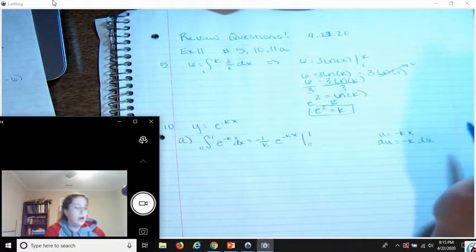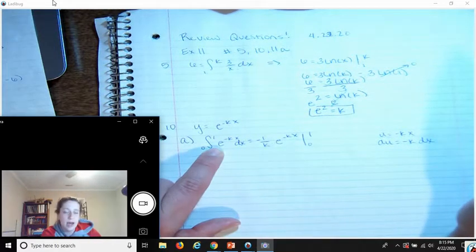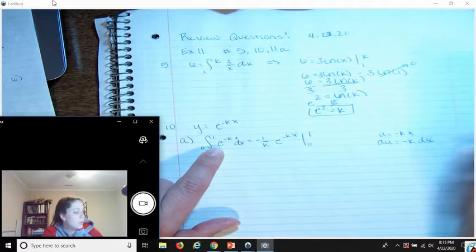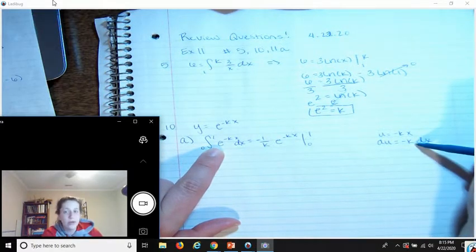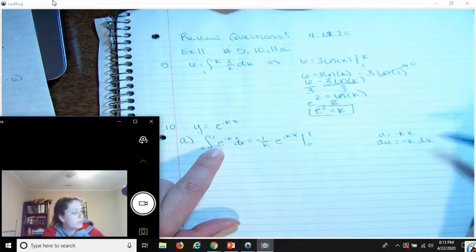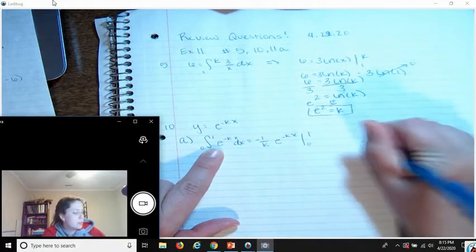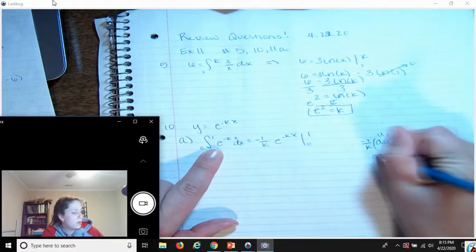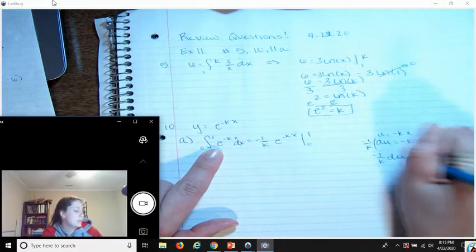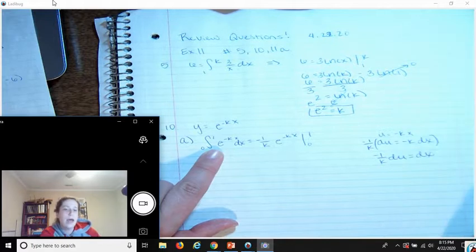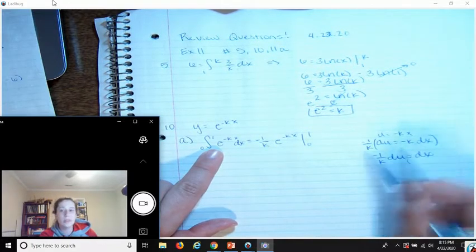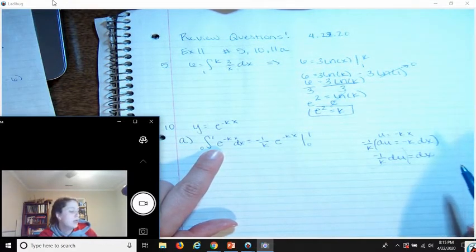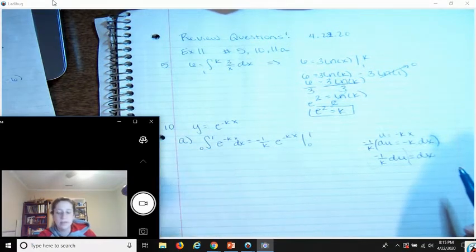Oh, there's no coefficient in front of the e to the negative kx. And so we want no coefficient right here, or a coefficient of 1, kind of like a silent coefficient. And so we have to multiply both sides by negative 1 over k in order to get that. So we get negative 1 over k du is equal to dx. And then this piece is the piece that we can sub in for the dx. So that's where that comes from.